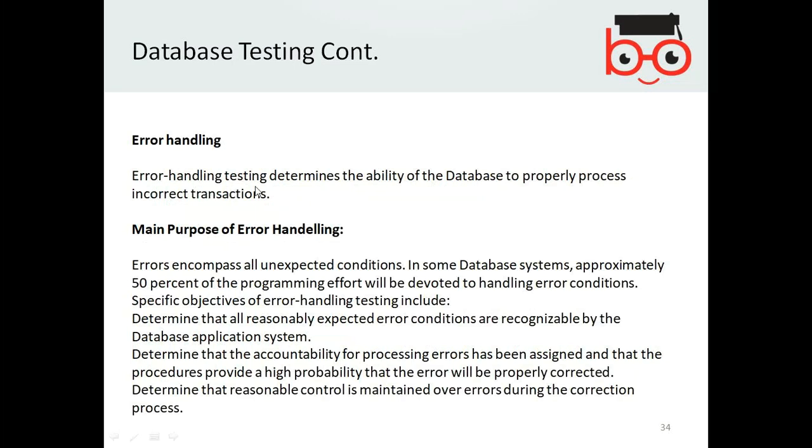Error handling determines the ability of a database to properly process incorrect transactions. So for example, if any error happens, then your database should have some capability to handle the incorrect transactions, like commit or rollback. If any transaction failed, then all parts of the transaction should be rolled back. So the purpose of error handling is that if anything goes wrong, then you should be able to log the name of the error, and you should be able to roll back whatever problem happened, so that you remain safe, your data integrity is maintained, and the database administrators are able to know how to fix them.